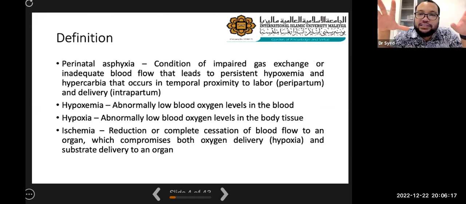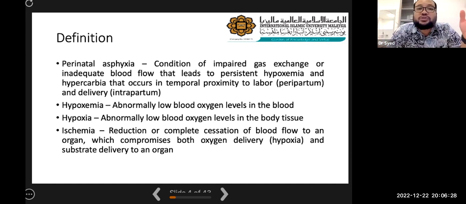So there are several definitions that you should understand. What is perinatal asphyxia? Perinatal asphyxia means a condition of impaired gas exchange, inadequate oxygenation, or inadequate blood flow that leads to persistent hypoxemia and hypercarbia that occurs in temporal proximity to labor. It occurs peripartum and also intrapartum. Peripartum means antepartum and postpartum, and also the intrapartum period.